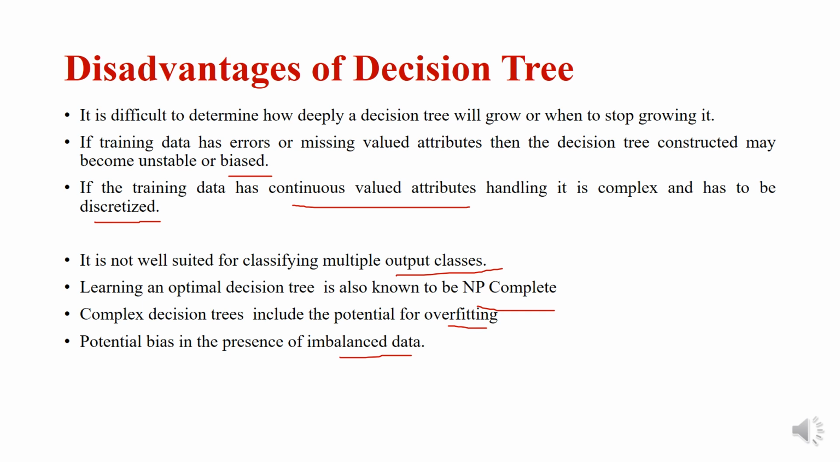Okay, guys, these are some of the problems. Here NP-complete means we want the problems to be solved in logarithmic time, but it will take some exponential time to solve the problem. So that is one of the drawbacks of the decision tree.